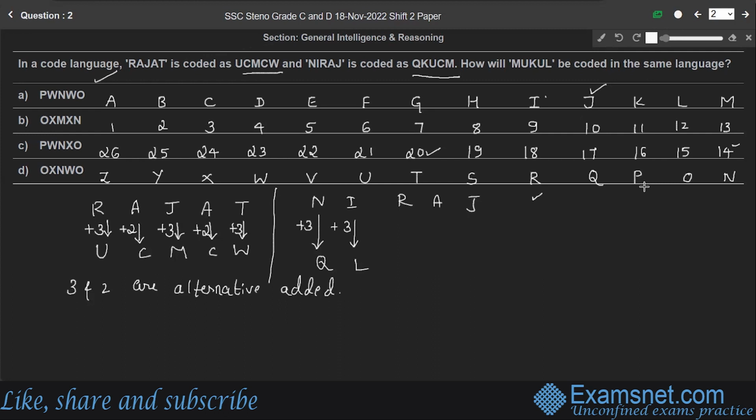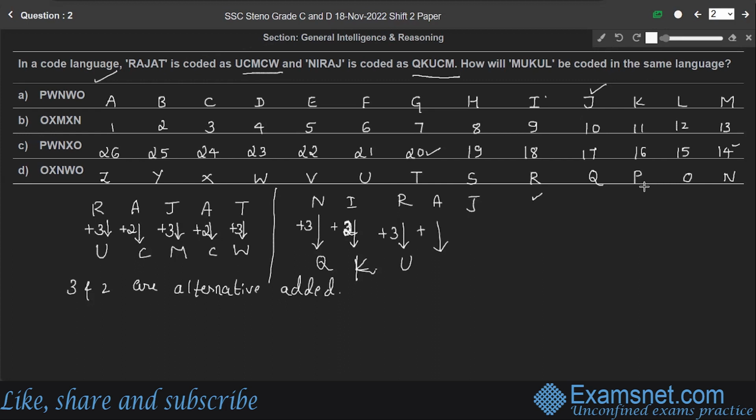Okay, so I plus 2. So add 2 now, right? Therefore, I plus 2 is K. Next comes R, add 3, right? So R plus 3, 18 plus 3, 21, which is U.